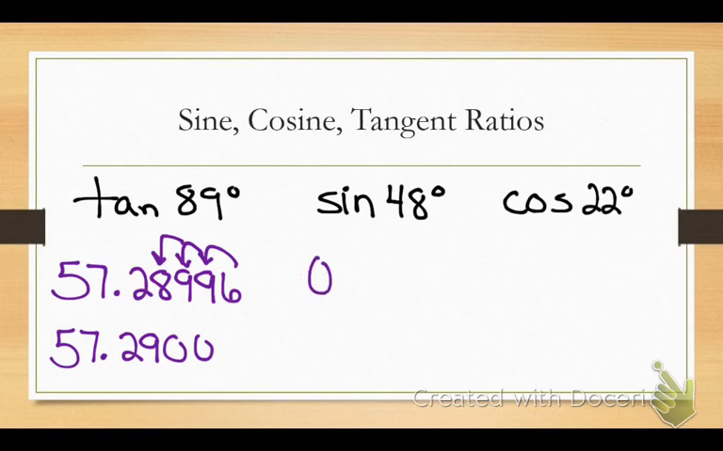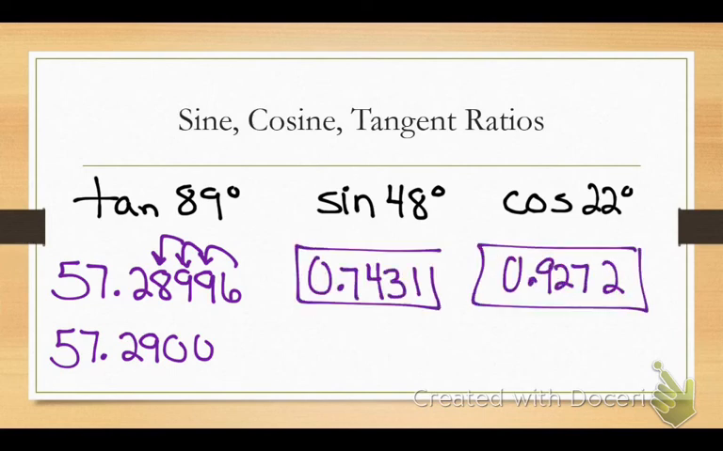All right, so sine 48 and cosine 22, those were pretty basic. Did anybody get all 3 of those right? Did you get all 3 right? Okay, even the first one. That's good. All right, next slide.